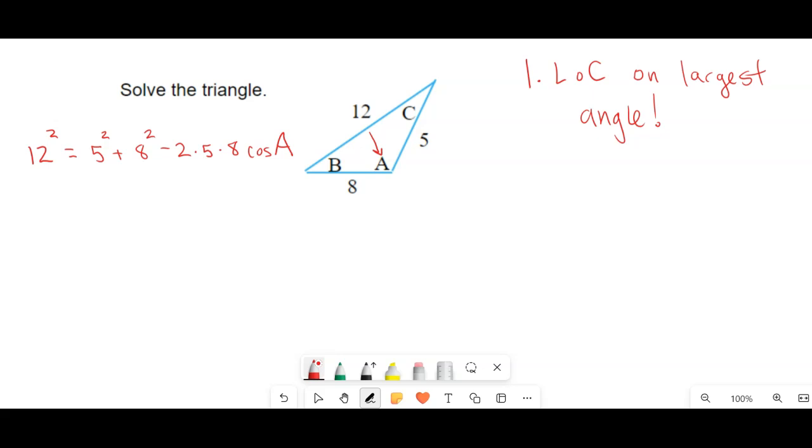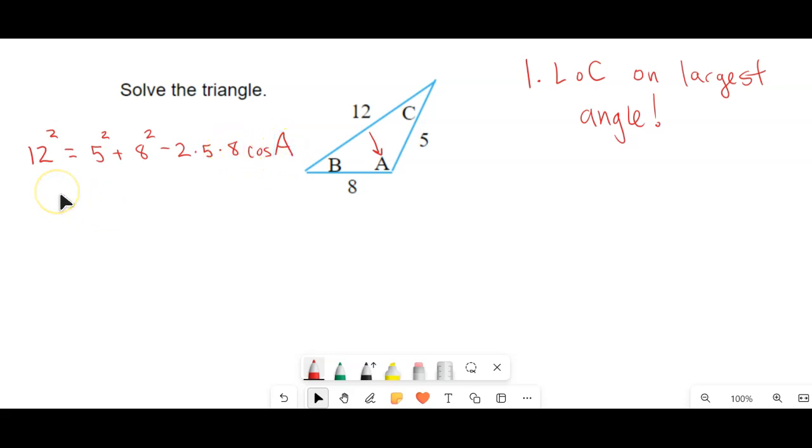Again, it's the side opposite the angle I'm looking for. So I'm looking for angle A, so the side opposite angle A is 12. So 12 squared equals B squared plus C squared minus 2BC cosine A.